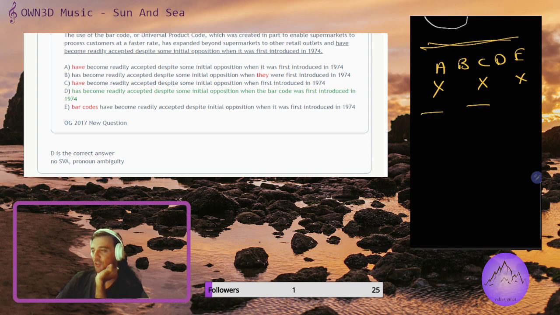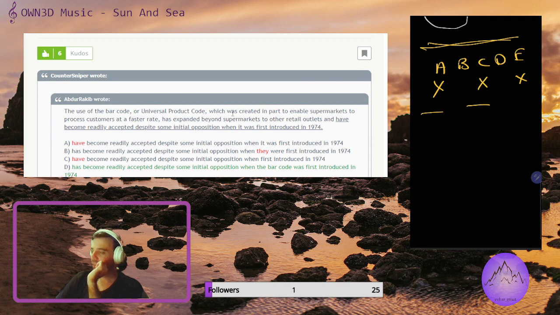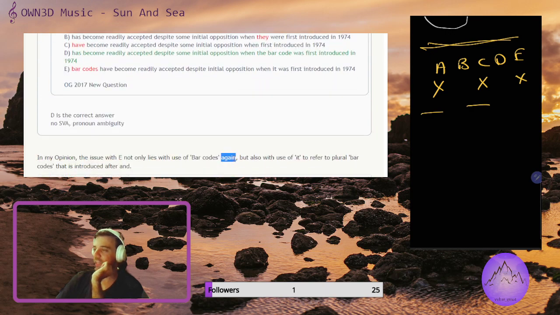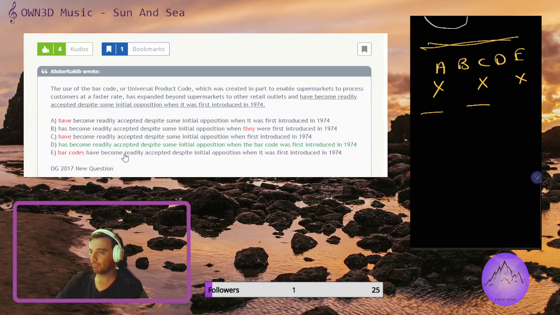In my opinion, the issue of E not only lies with barcodes again, but also with use barcodes again. It wasn't used once before that. Nowhere else does it say barcodes. Yep. So I don't know why he said again, but anyway. But also with the use of it to refer to plural barcodes that is introduced after and. No subject-verb agreement, pronoun ambiguity. Have, they, all the same reasons I ruled them out. Barcodes. Yep, all the same reasons I ruled it out, but then there should also be this one.